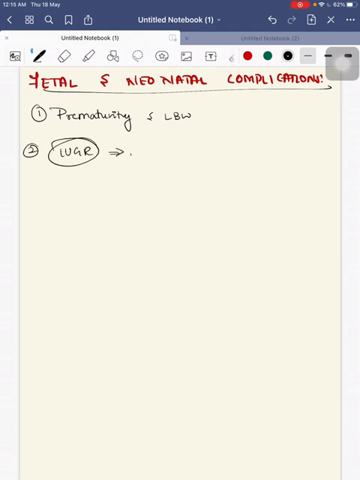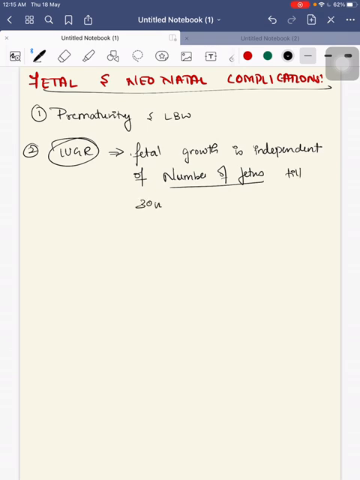So the fetal growth is independent of the number of fetus till 30 weeks of gestation. After that, the growth of the twins falls off gradually.